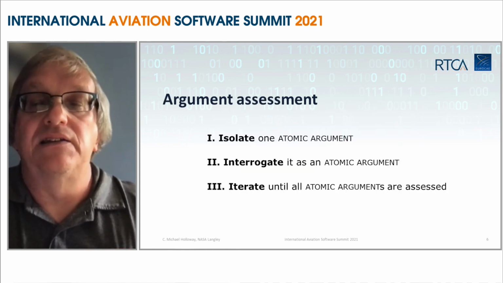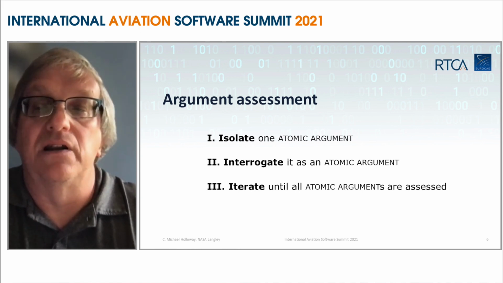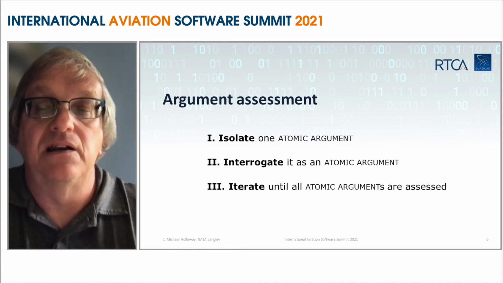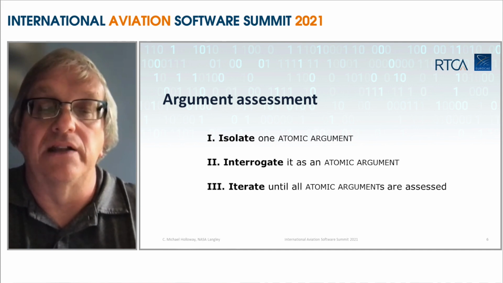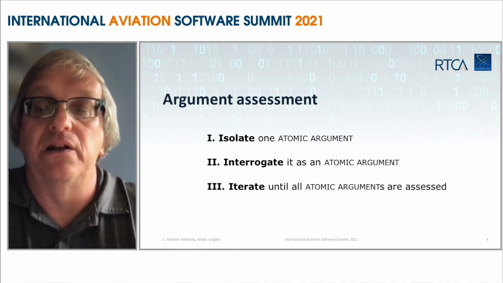At the heart of the eye test for assessing a compound argument, which all OP-related arguments will surely be, are these three steps. Isolate an atomic argument, pick one, interrogate it, that is, assess its cogency, then iterate, repeat the process until all atomic arguments are assessed. Let's expand a little bit on this.